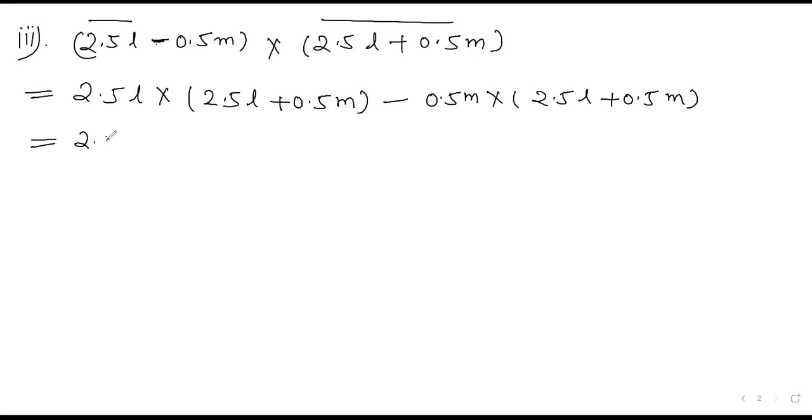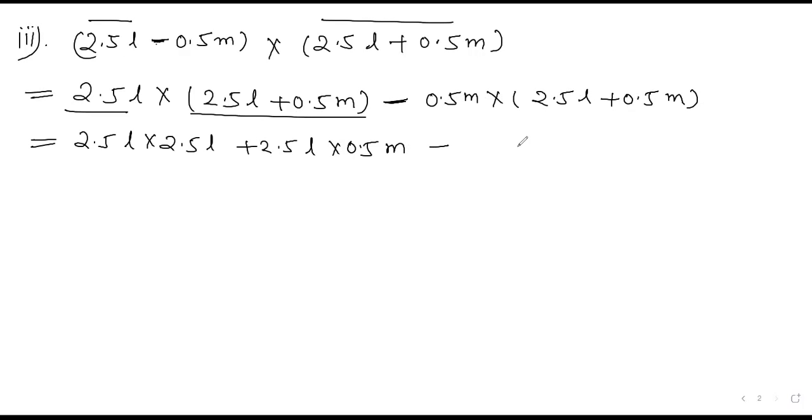So now this one is multiplied by 2.5L, which means it is multiplied with the whole bracket. So 2.5L plus 2.5L into 0.5M, right? Now this one, because of this minus sign, all the signs inside will be changed to 0.5M into 2.5L minus 0.5M into 0.5M.